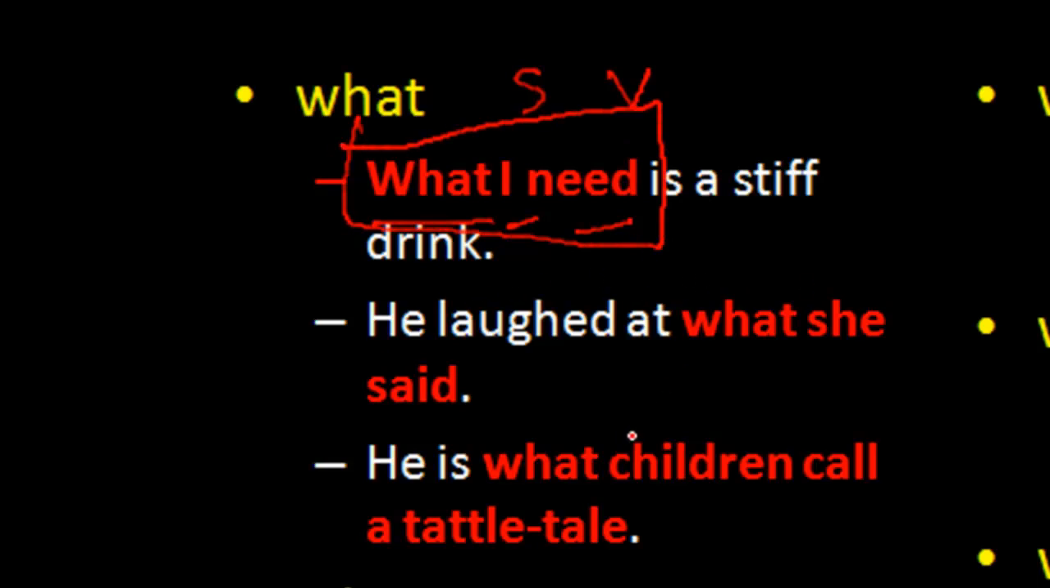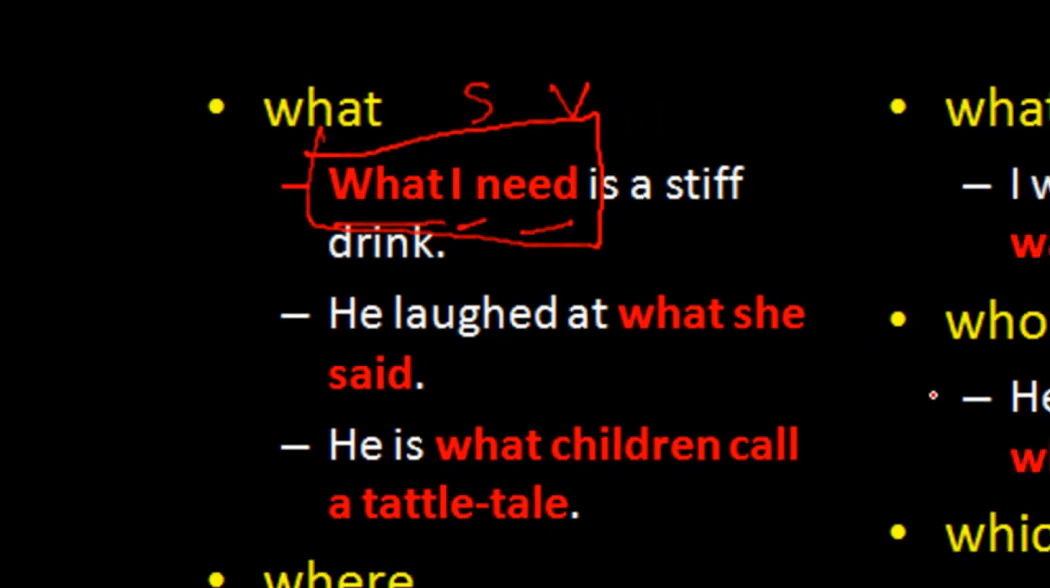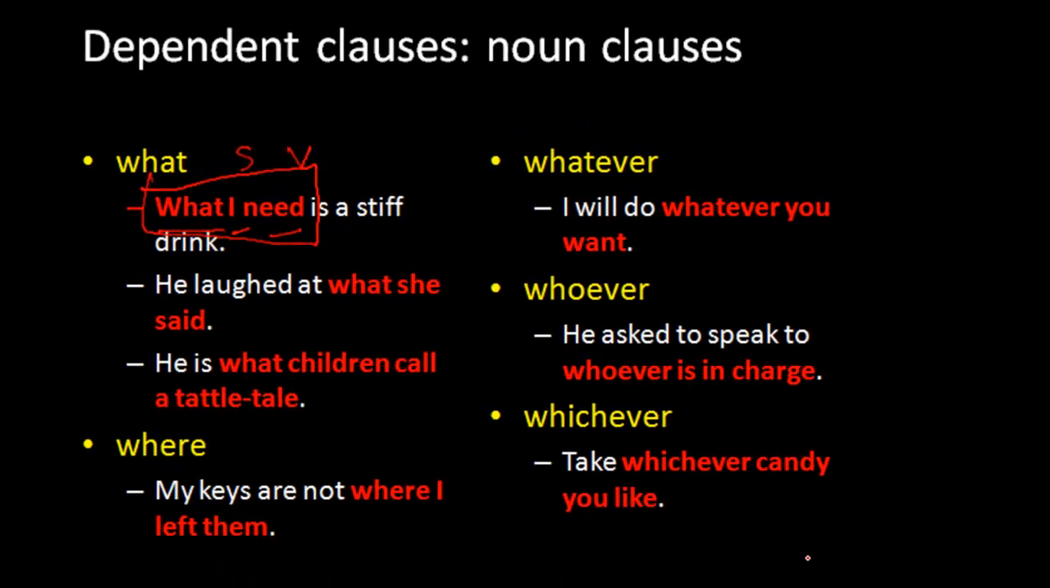I could easily say something like this is a stiff drink, or it is a stiff drink, or whiskey is a stiff drink. But in this case I'm using this construction, what I need, to express the idea. Okay, same thing for everything else you see here. All the words in red give us a subject-verb construction functioning very much like a noun would function in a sentence. And that's my final example.